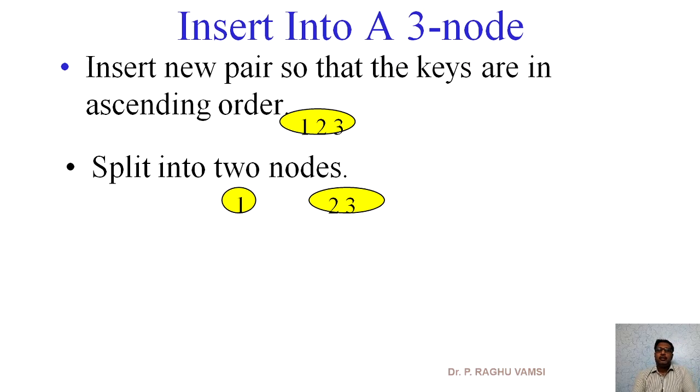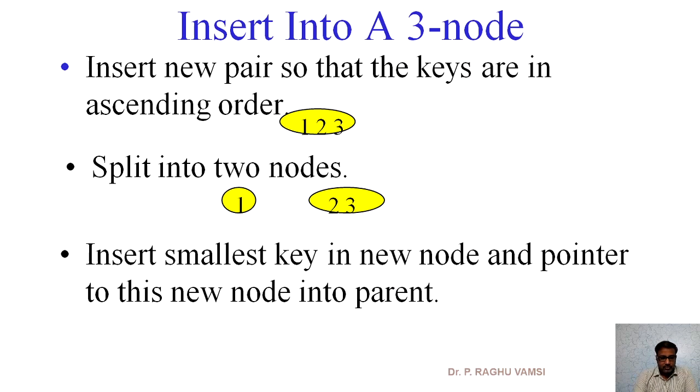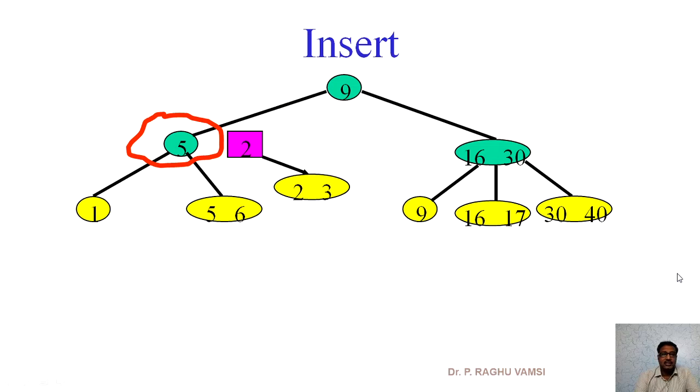The first element of the right split will become the root. Insert the smallest key in the new node and point to this new node from the parent. So the first element of the right split will become the parent, and the parent is 2. For the parent's right-hand side node, the first element's address should be present in the parent. So 2 is matched, and you are going to arrange the tree like this.